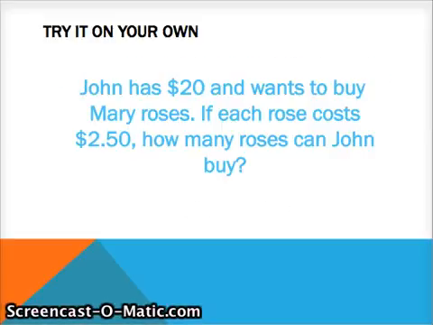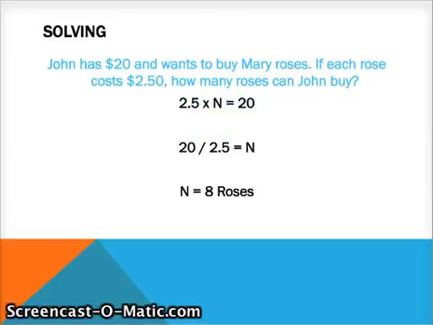Now give it a shot on your own. John has $20 and wants to buy Mary roses. If each rose costs $2.50, how many roses can John buy? Originally, we will set the problem up as 2.5, which is the value of each rose, times n, your variable, equals 20, how much money John has.